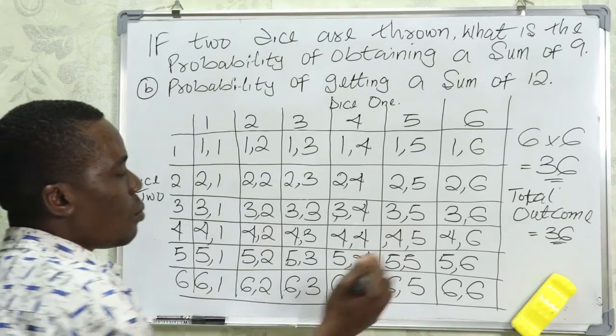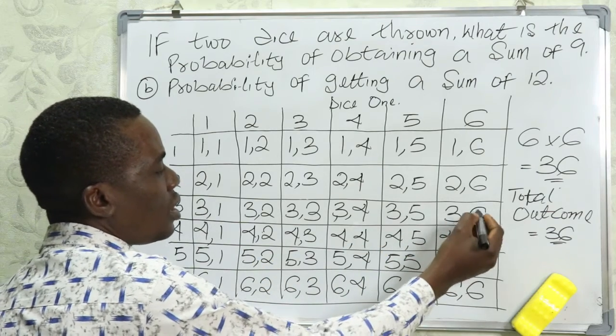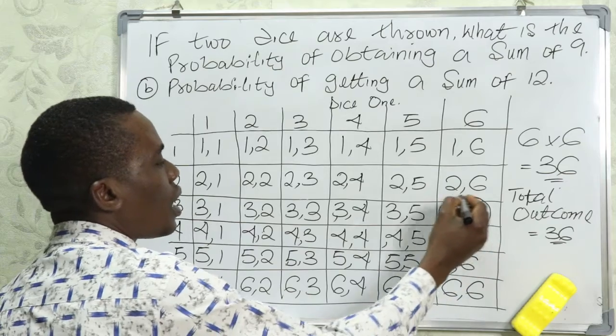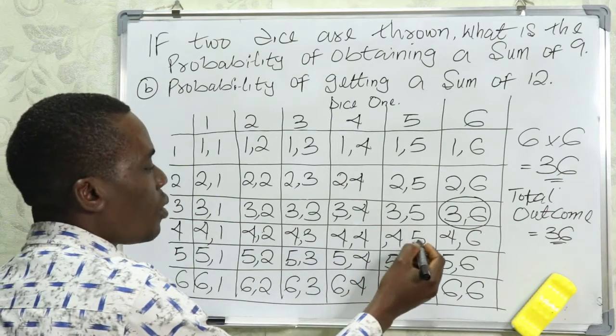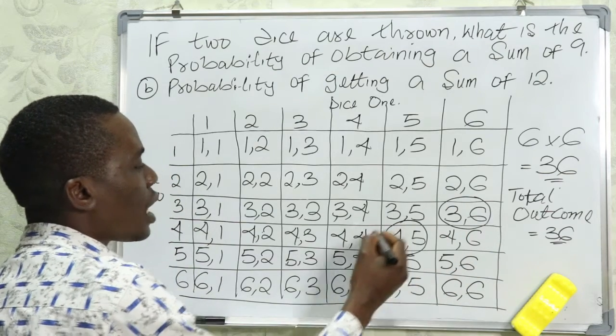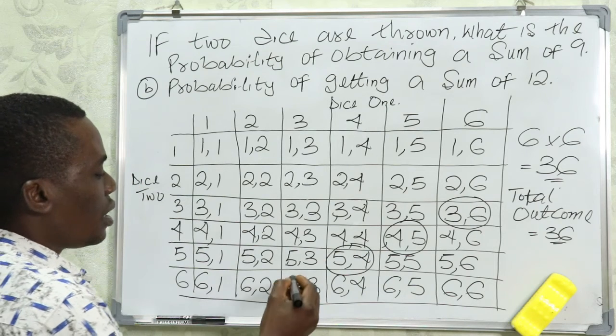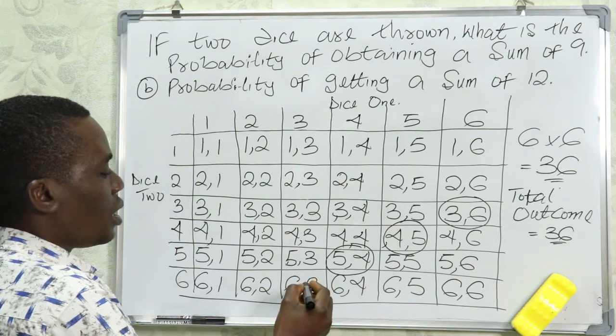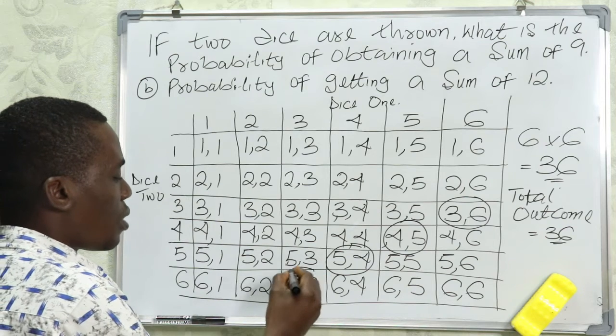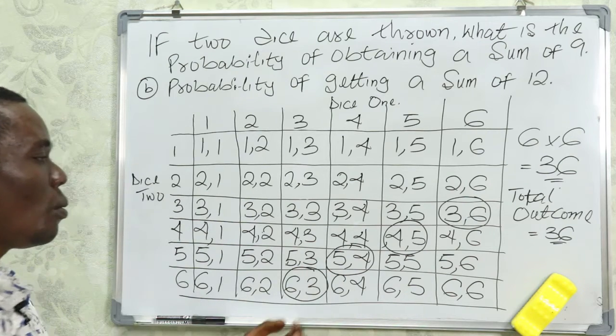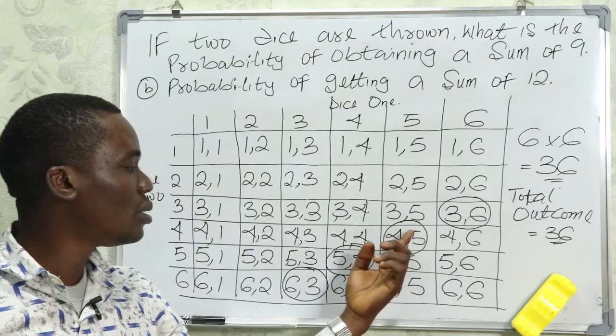Now a sum of 9. 6 plus 3 will give us what? 9. That is 1. 4 plus 5 will give us what? 9. That is 2. 5 plus 4 will give us 9. That is 3. 6 plus 3 will give us what? 9. So how many numbers do we have? We have 1, 2, 3, 4.